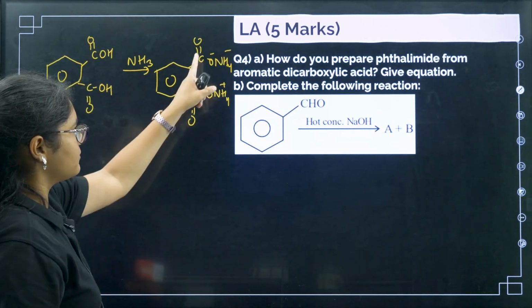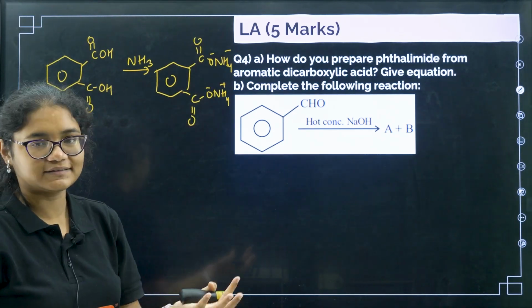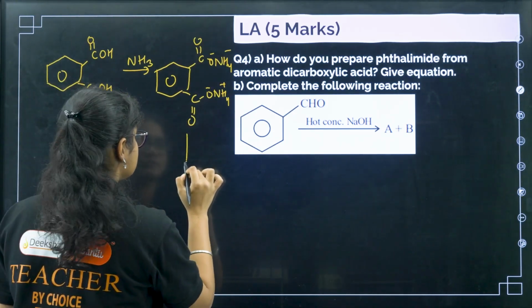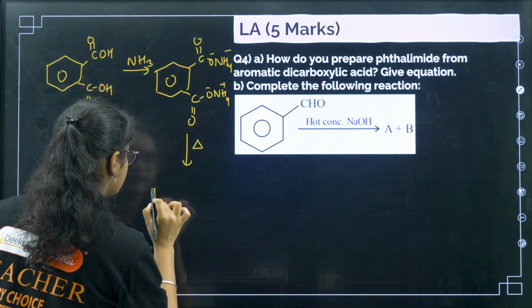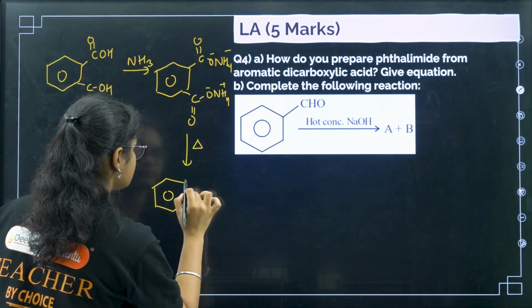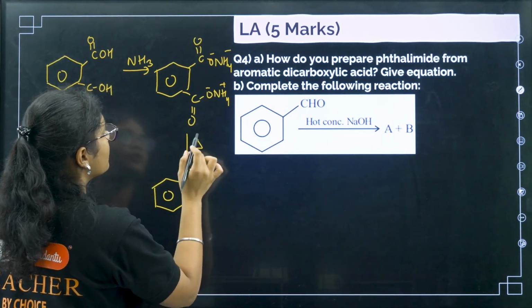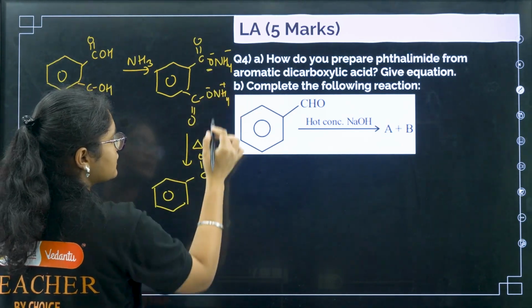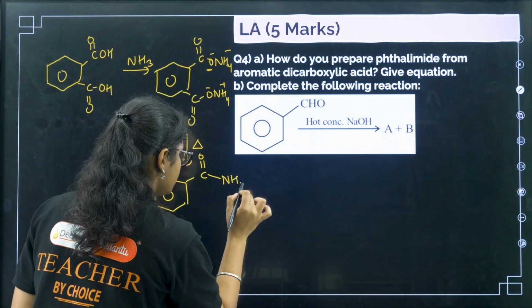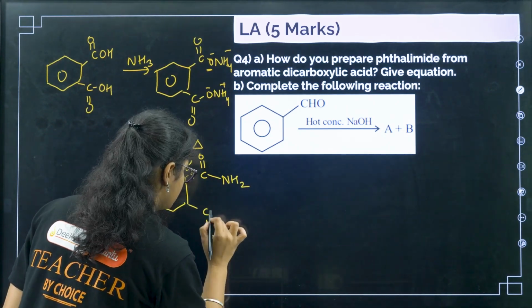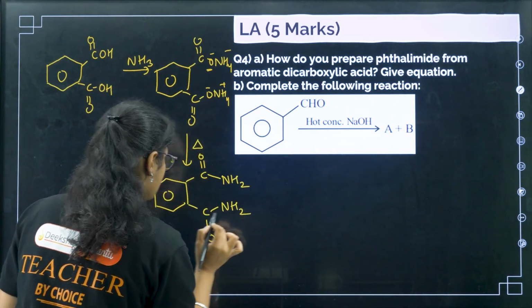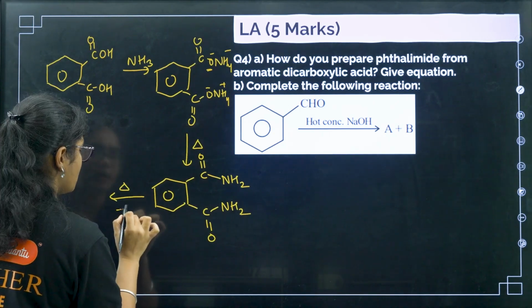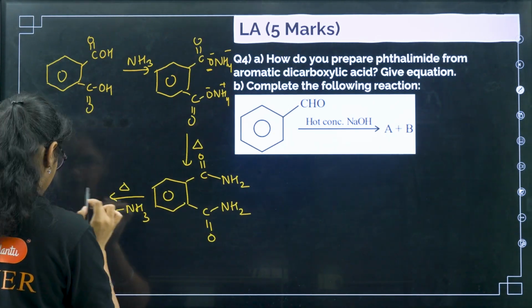Now what happens from here and from here, water is released. So you just need to do heating, and we will get a compound like this. Now see, C double bond O. Here this O and this 2H is released. So what is left here is NH2, and same here it is NH2. Now again if we heat, ammonia is released and we get phthalimide.